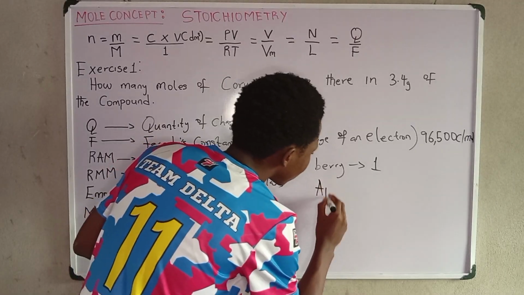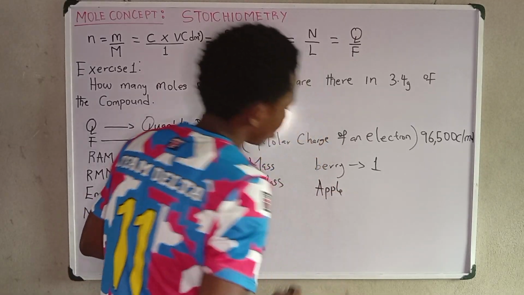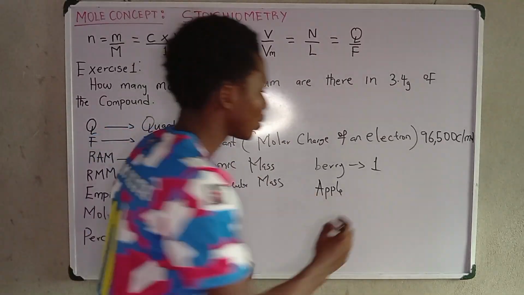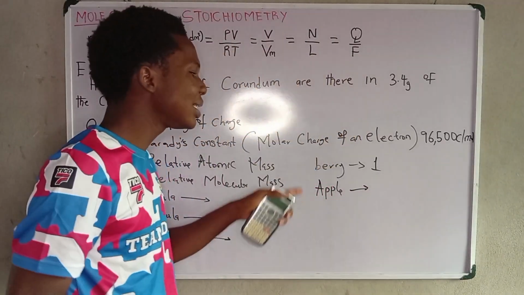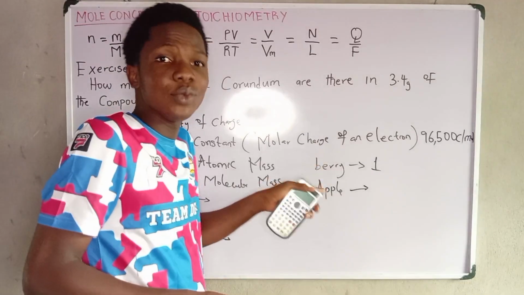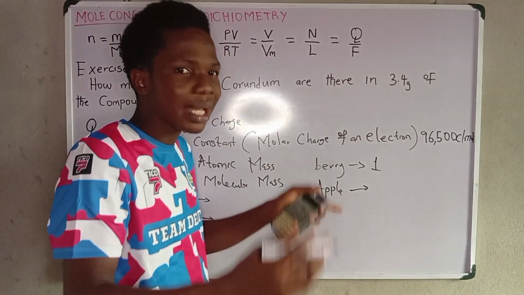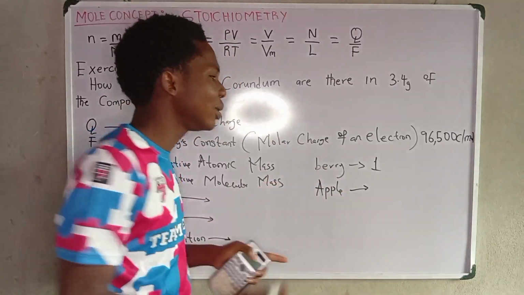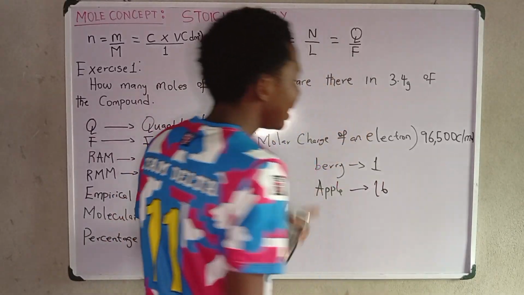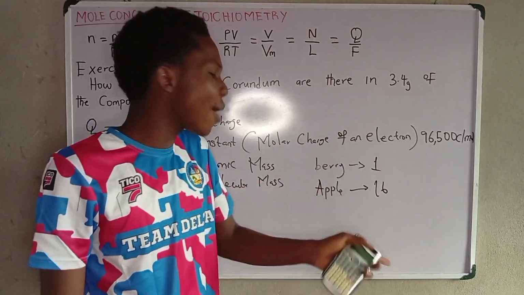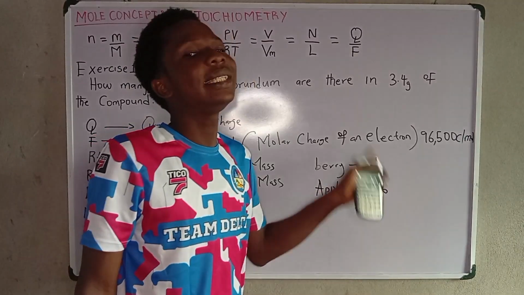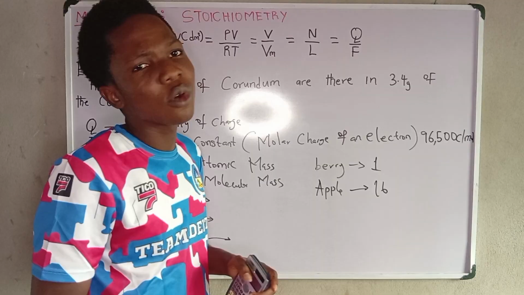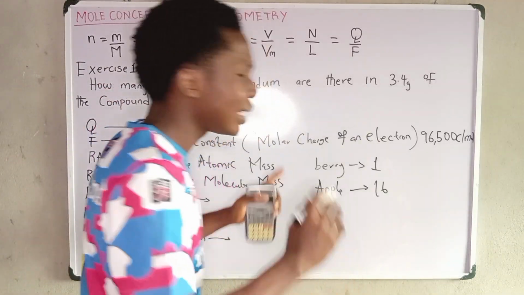So now we have an apple also. So now how am I going to calculate this apple in reference to the berry, which is the smallest fruit in my basket? Now I weighed the apple and I noticed that this apple is 16 times heavier than the berry. So now I give apple what? Unit 16. I also have what? A what? Pineapple.